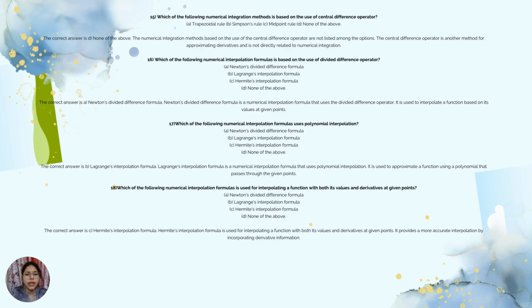Question number 17 is, which of the following numerical interpolation formulas uses polynomial interpolation? Option A, Newton's divided difference formula. Option B, Lagrange's interpolation formula. Option C, Hermite's interpolation formula. And option D, none of the above. The correct answer is B.